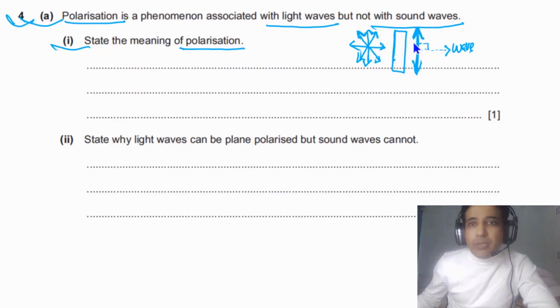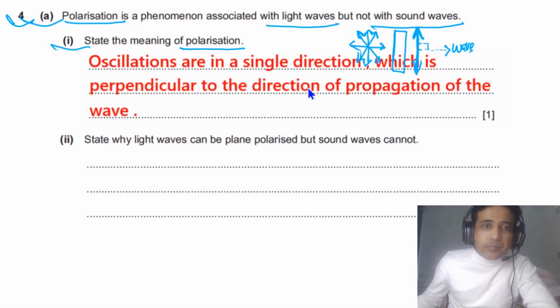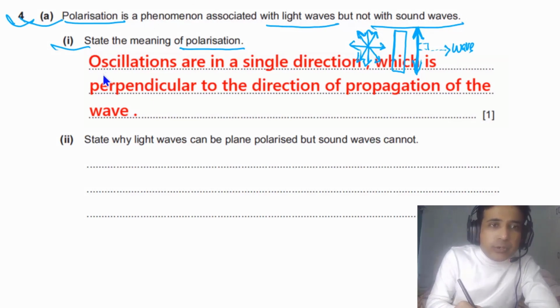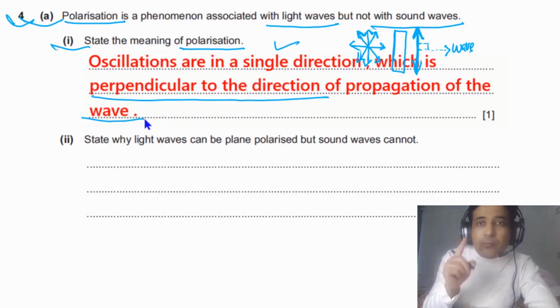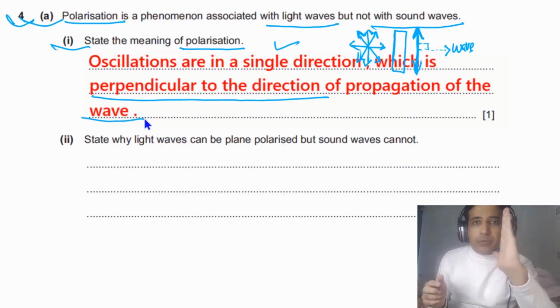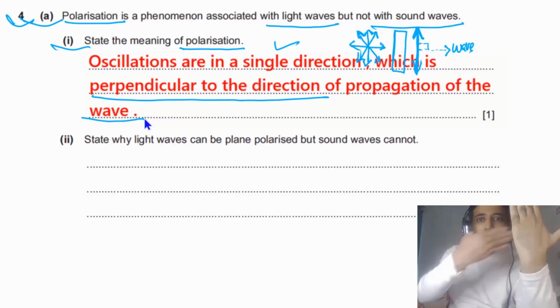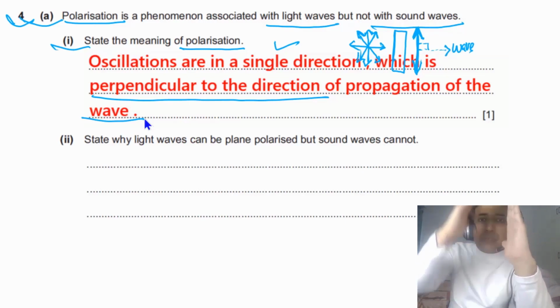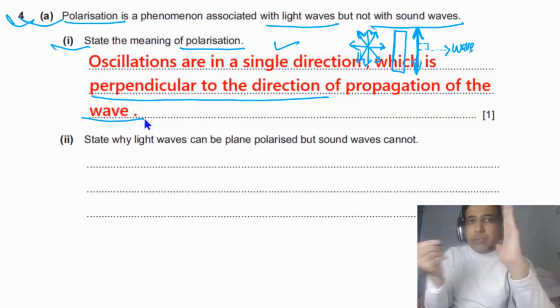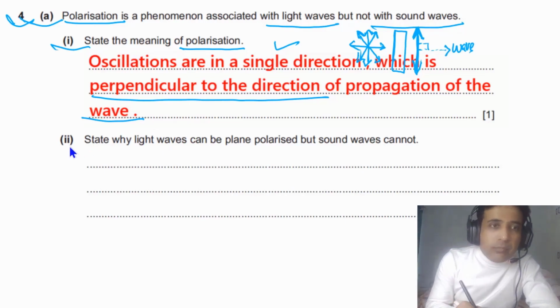So let me show you how you can write your answer. In your answer you can mention these points. One thing you can say, oscillations are in single direction, which is perpendicular to direction of propagation of the wave. So in this case, simply you can imagine that oscillations are in this direction, up and down, and wave is moving that way. So this is polarization.